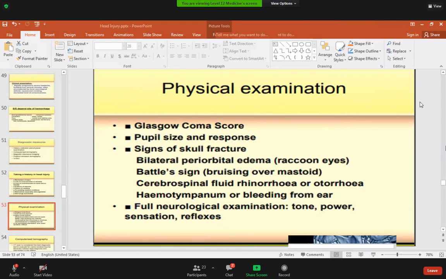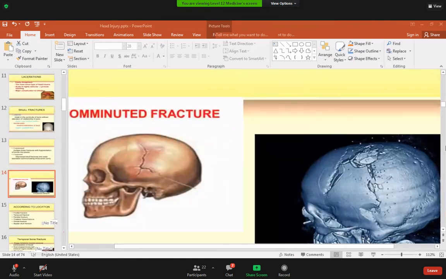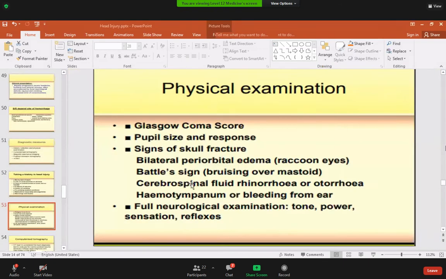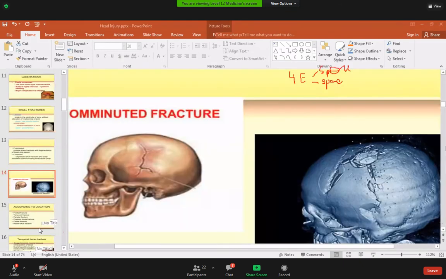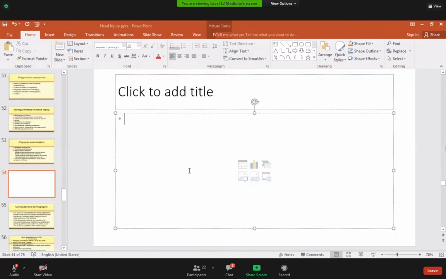So we have four grades in E. Okay, I'll write it here. E4 is the maximum. Maximum is when the patient is spontaneously opening his eyes. You go near the patient, the patient opens his eyes and looks at you. So if he is opening the eyes spontaneously, we call it E4.